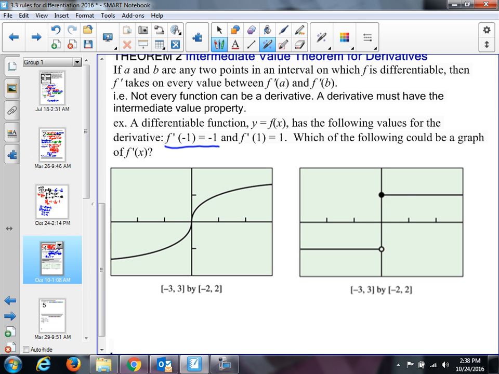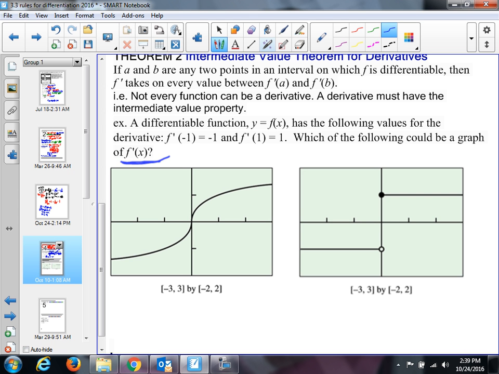F prime of 1, the derivative at 1, is equal to 1. Which of the following could be the graph of, not the function, but f prime of x? Do you notice that? So which could be a graph of the derivative? Well, we'll take a look at the 2.